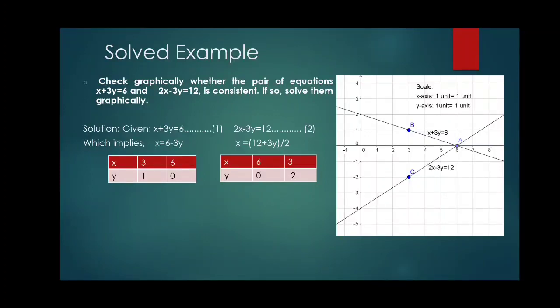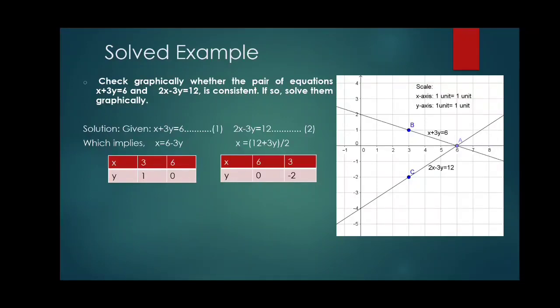You can see that the line AB is for the equation x plus 3y is equal to 6, and the line AC represents the equation 2x minus 3y is equal to 12, and they are intersecting lines. When the lines intersect, they have one unique solution, therefore they are consistent. Similarly, you can see the scale here. X-axis 1 unit is equal to 1 unit and y-axis 1 unit is equal to 1 unit.